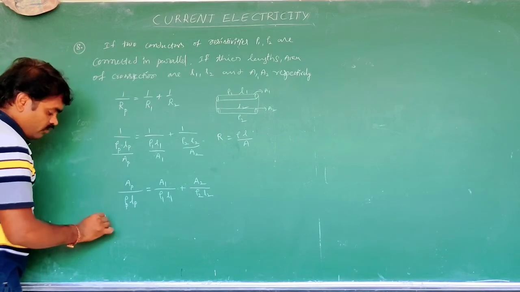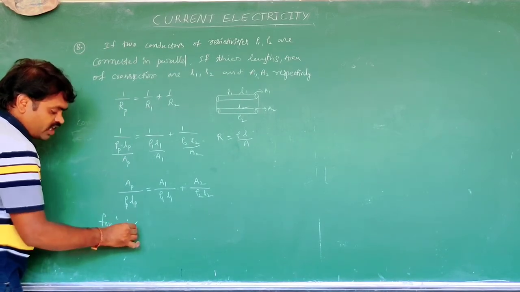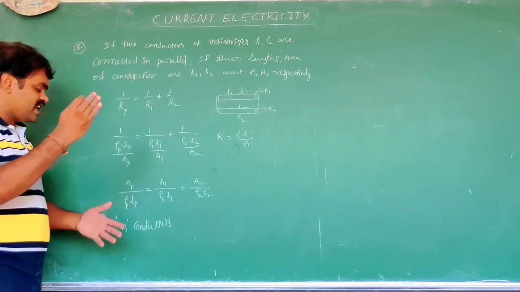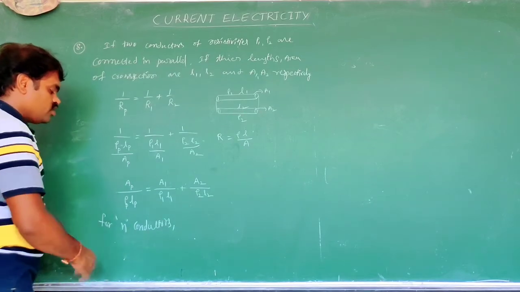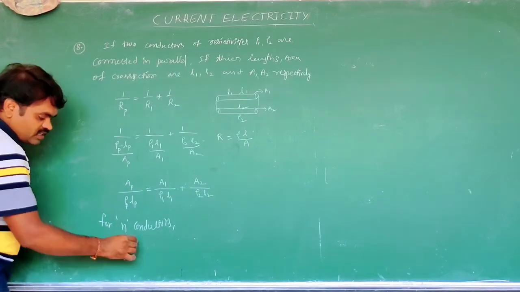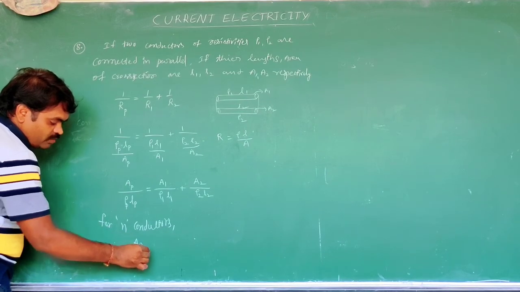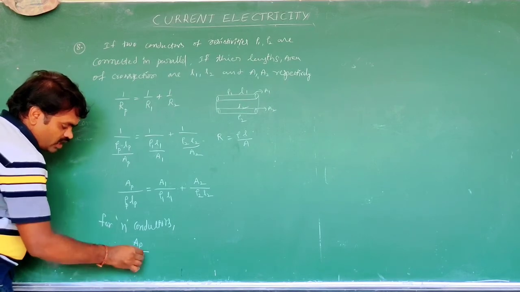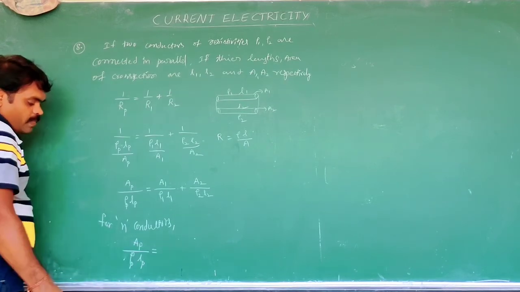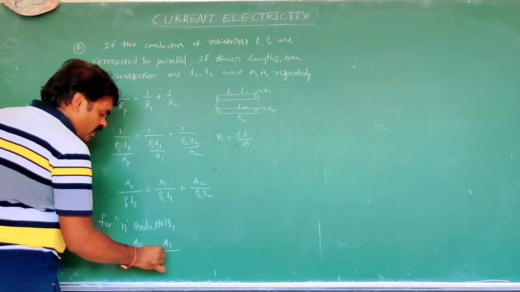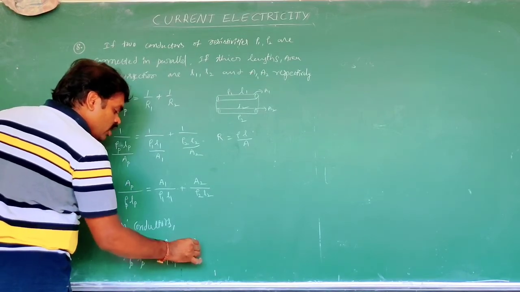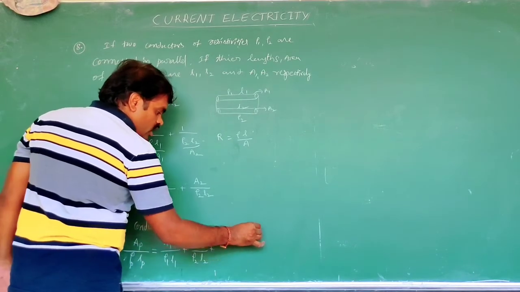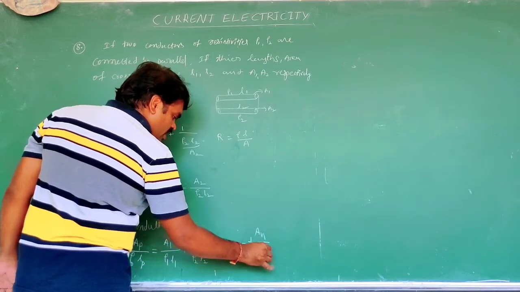If there are n conductors of lengths L1, L2, L3 up to Ln and areas of cross section A1, A2 up to An, what about it? For n conductors, AP by rho P into LP is equal to A1 by rho 1 L1 plus A2 by rho 2 L2 plus and so on up to An by rho n Ln.